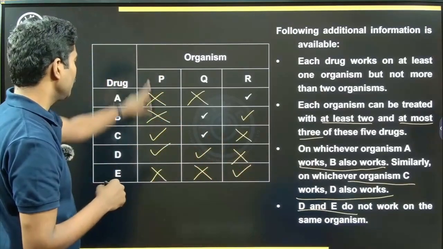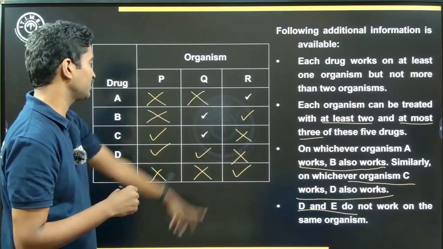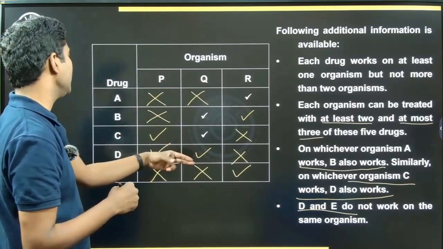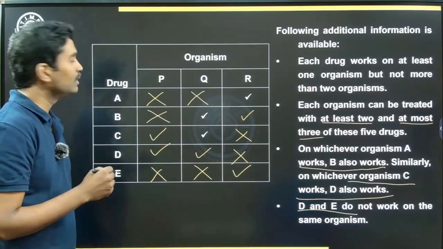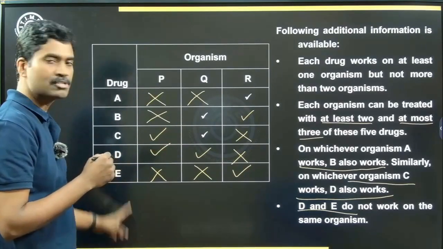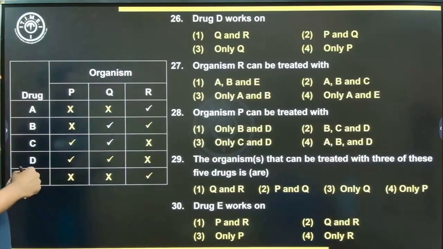Check P. 2 drugs entry P, no problem. Q, 3 drugs, no problem. R, 3 drugs, no problem. E1, D2, C2, B2 and A1. That's it. We've filled the table completely. Let's look at the questions. Okay, we've just tabulated the results here.